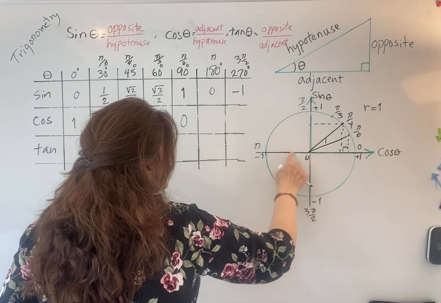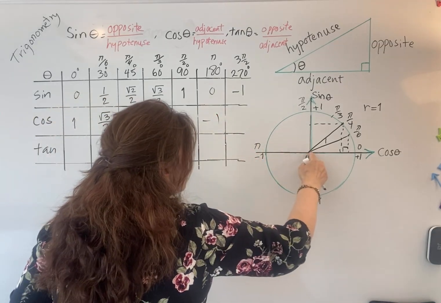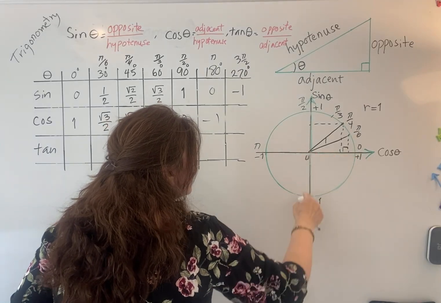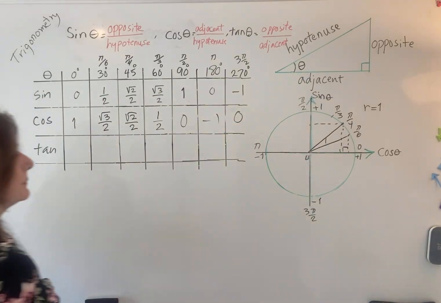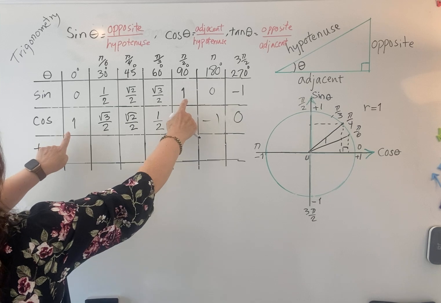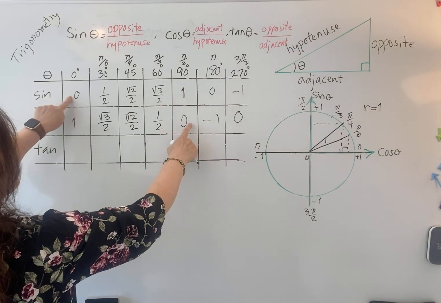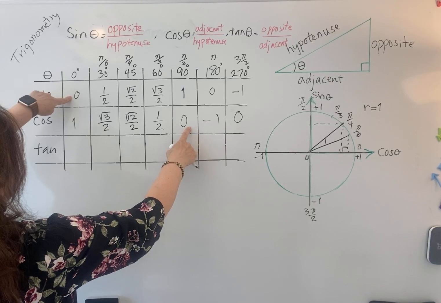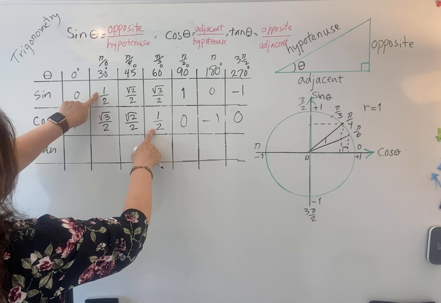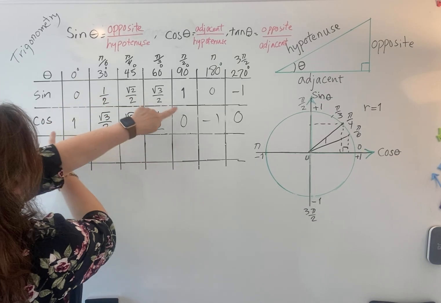And as well, cosine of pi is negative 1. And cosine of 3 pi over 2 is 0. You see that? 0. Here is important: they are not reciprocal, but opposite to each other. Sine of 0 is cosine of 90. Sine of 30 is cosine of 60. These two are equal, and so on.